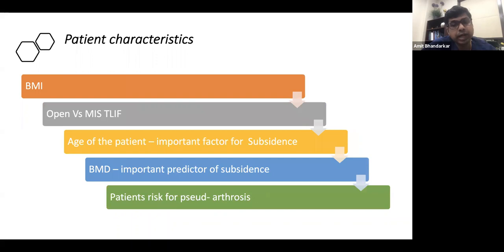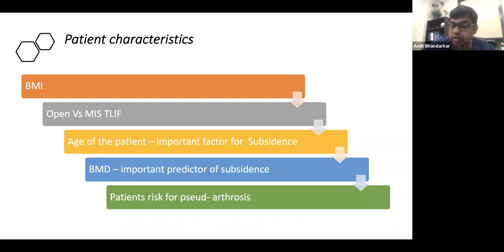And also patient characteristics like the BMI. Obviously, if the patient has a high BMI, doing an MIS surgery usually saves me a lot of struggle with the open surgery and saves me a lot of complications too. The older the patient, the more chance of having subsidence. Same with bone mineral density. If it's low, there is a high chance of subsidence, and we want to avoid that. We need to keep that in mind while deciding the cage.